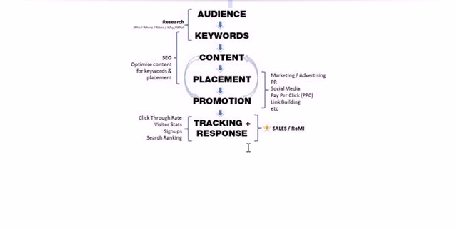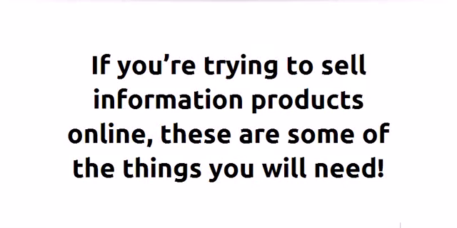And there's a lot of things that you have to know going into running a business online, or any business in general. If you follow this outline for any business, you'll find a lot of success. But these are some of the things that need to be in place. So if you're trying to sell information products online, these are some of the things that you will need in order to make it successful, make it happen for you.